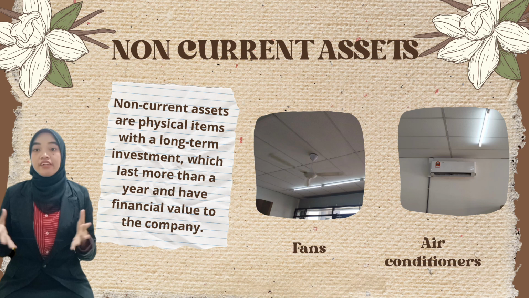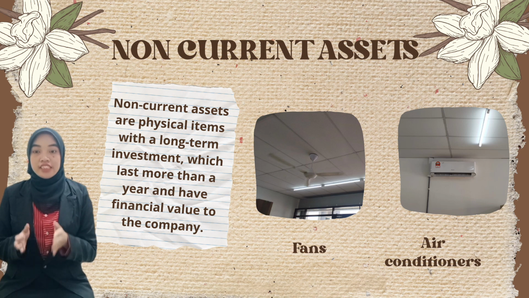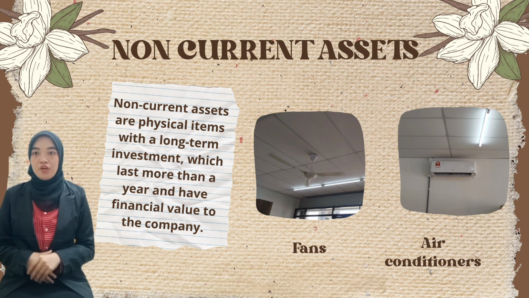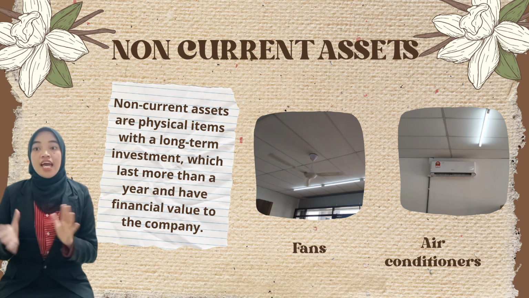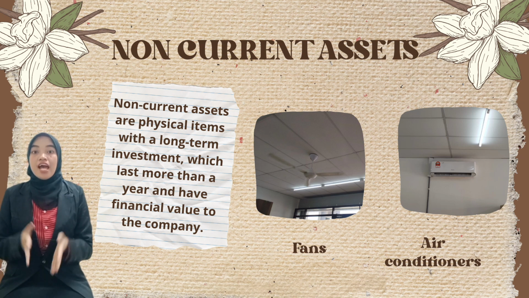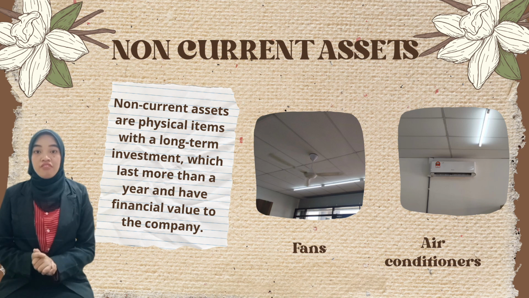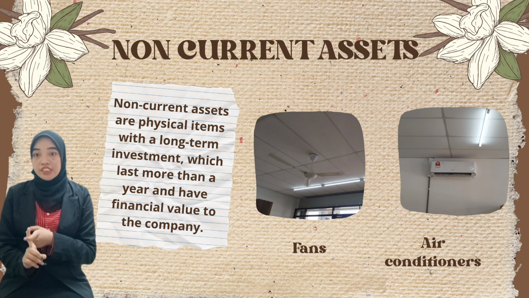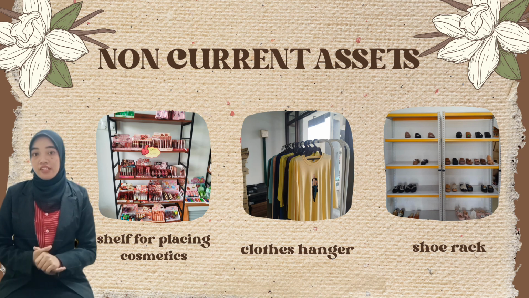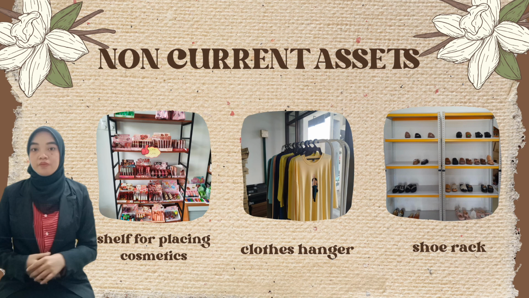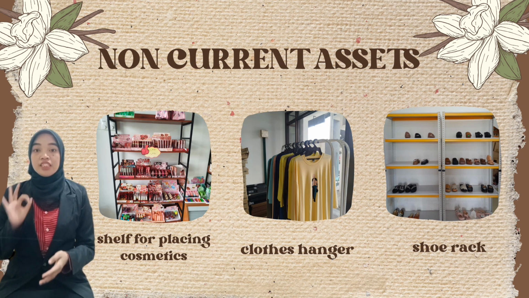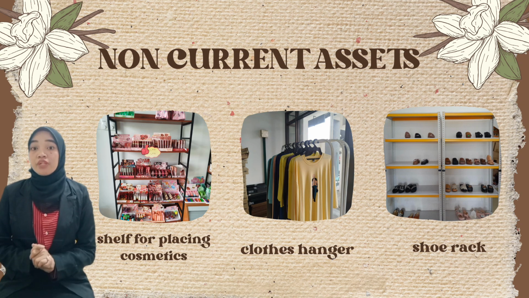Next, we have non-current asset. Non-current asset is a physical item which is a long-term investment, which lasts more than a year and has financial value to the business. In Ediza Cosmetic, we have fans, air conditioners, shelves for cosmetics, clothes hanger, and shoe rack as non-current assets. So, my friends will continue to the 3 of the business item classification.